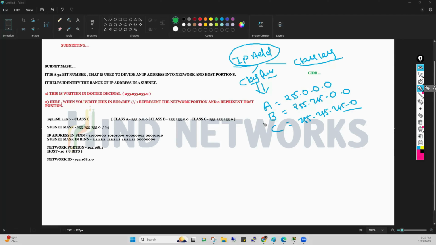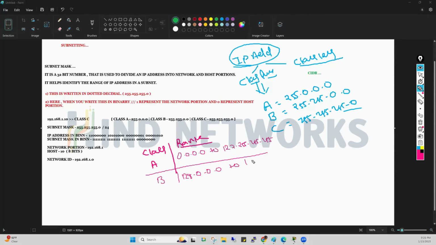For example, if you are assigning class A, what is the range of IP addresses? The range is 0.0.0.0 to 127.255.255.255. That is the range for class A. Getting my point? If we discuss class B, what is the range?